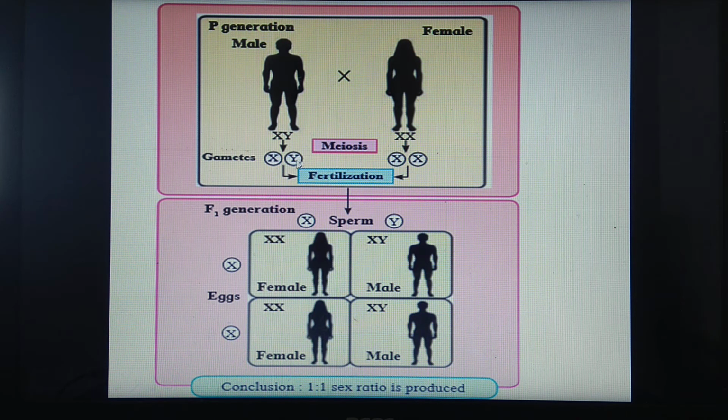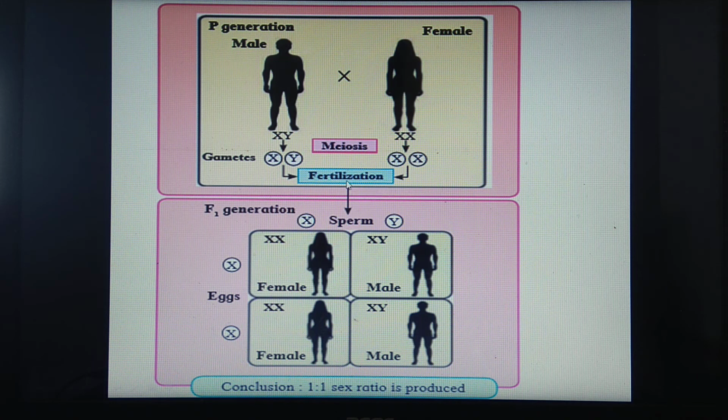That means X containing sperm, and this is Y containing sperm, and here the ovum which are formed are similar and consist of only X chromosome. So this is for the parental generation, their genotype and the gamete formation. Now we'll see the fertilization of gametes, and this fertilization of gametes results in the formation of F1 generation.